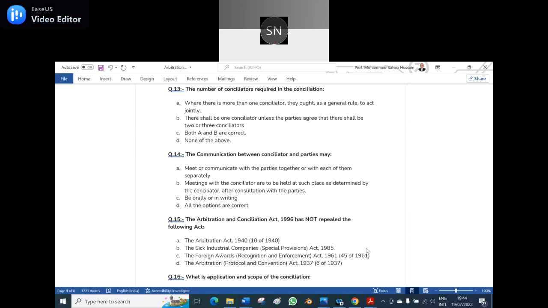15th one. The Arbitration and Conciliation Act 1996 has not repealed the following act. The Arbitration Act 1940, the Sick Industrial Companies Special Provisions Act 1985, the Foreign Awards Recognition and Enforcement Act 1961, the Arbitration Protocol and Convention Act 1937. Option C, madam? Pardon? Option B, foreign awards. No, sir, option B is the correct answer. Yes, option B is the correct answer.